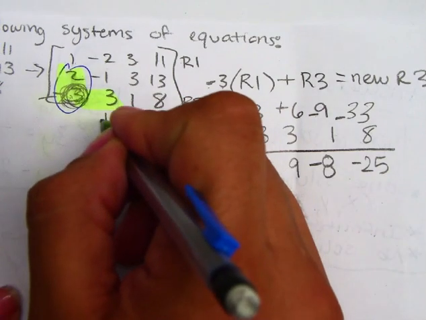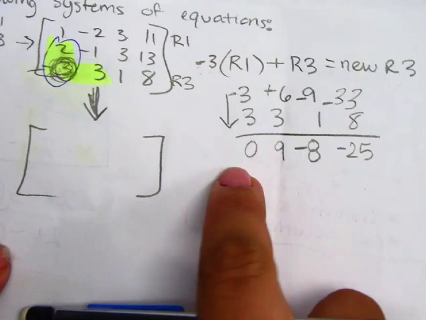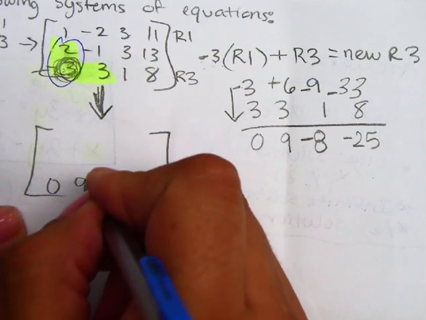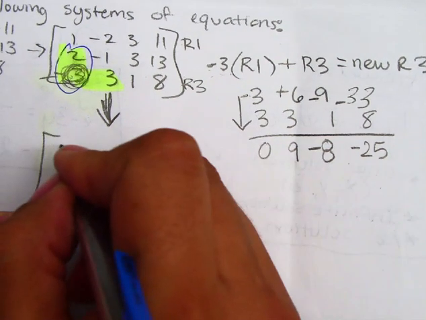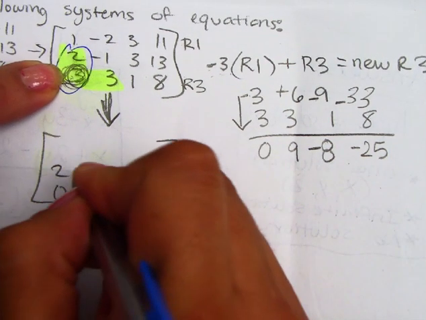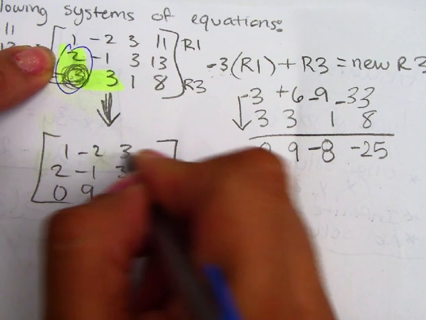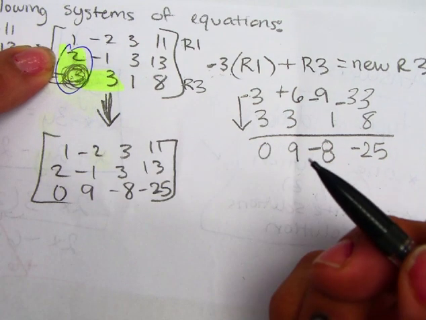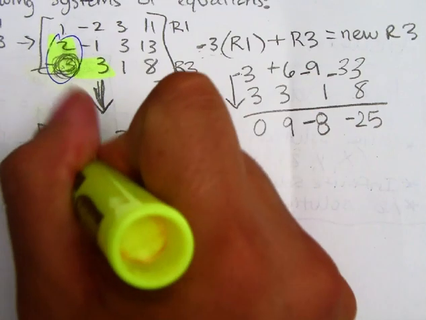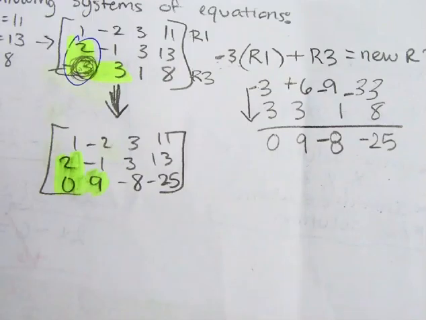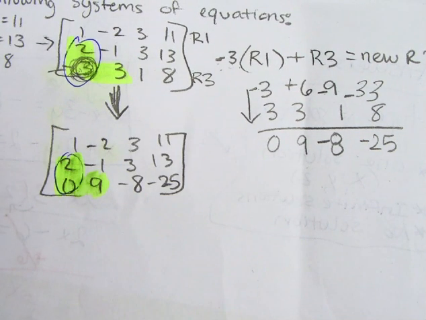So I'm going to go ahead and now draw the matrix that I have with the new row 3. 0, 9, negative 8, negative 25. And then copy down row 2 and row 1. So then now I'm going to focus on that 2 because again, even though I'm trying to make all these zeros, I'm still focusing on making these zeros first.